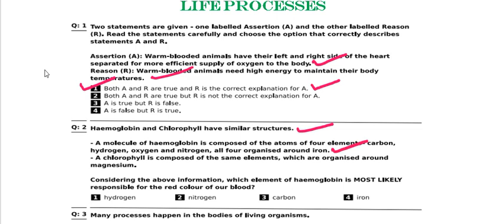A chlorophyll is composed of the same elements which are organized around the magnesium. Considering the above information, which element of hemoglobin is most likely responsible for the red color of our blood? Hydrogen, nitrogen, carbon, iron. Which is responsible? We go with iron. Iron is responsible for the red color of our blood, right?